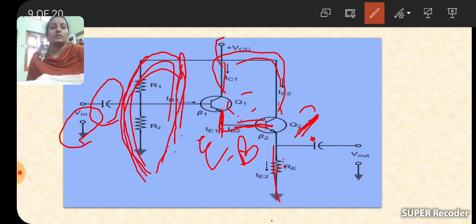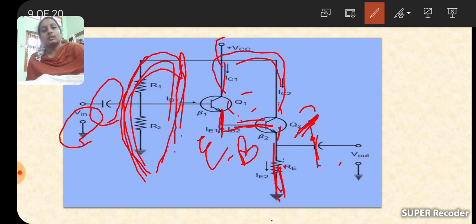Next, the input is applied at the base of transistor Q1 to be amplified, producing the output across the emitter of Q1, and this output is connected to the base of Q2. Again it does its function and provides the final output across the emitter through a capacitor. Capacitors are always used to allow AC only and block the DC voltage. Finally, we apply the input at the base of Q1 and take the output from Q2.